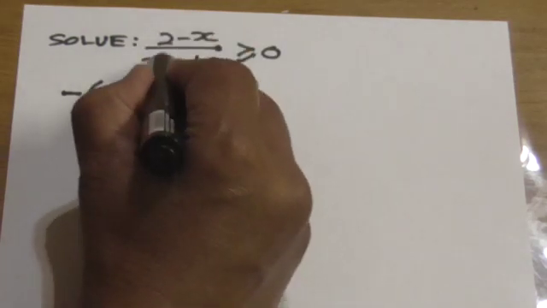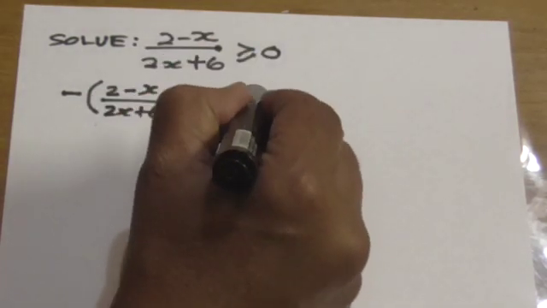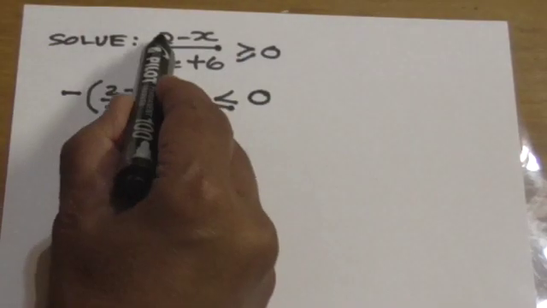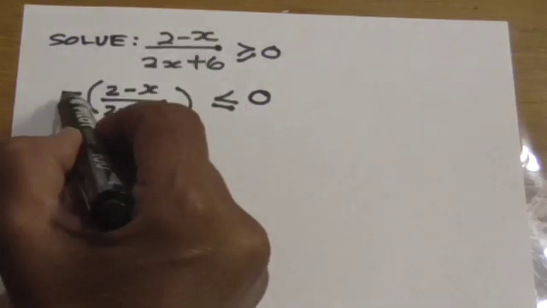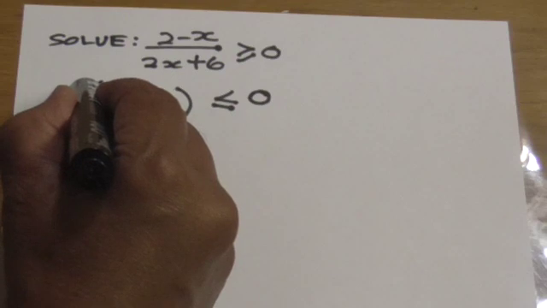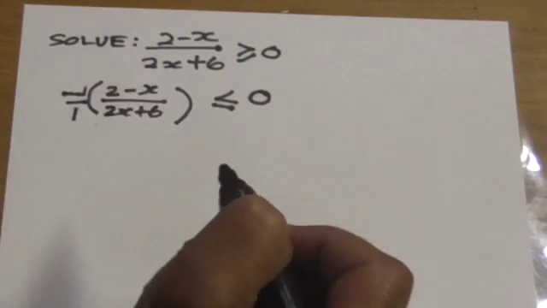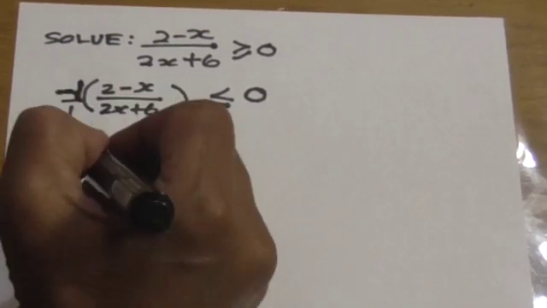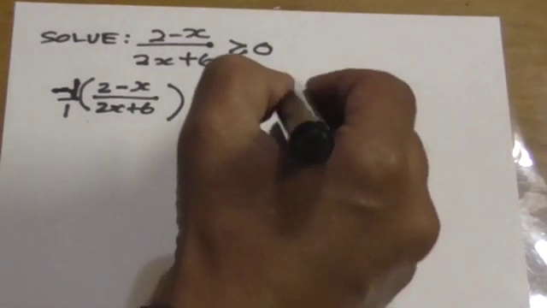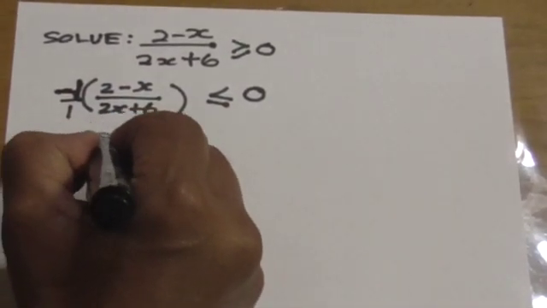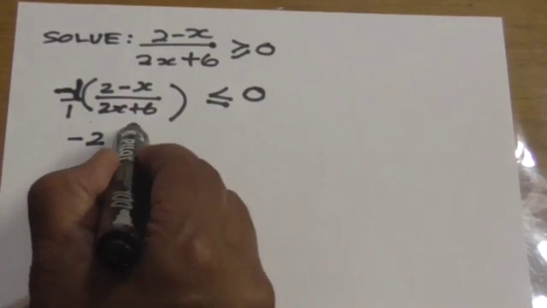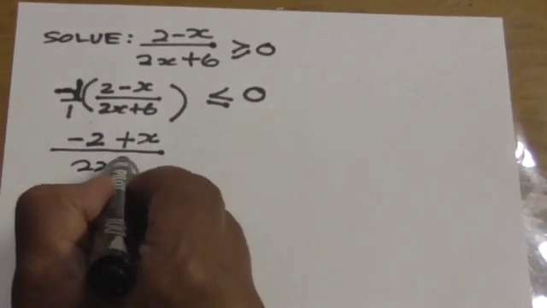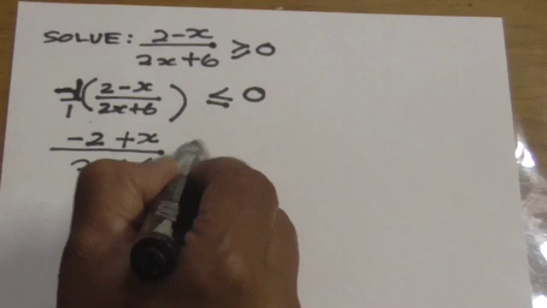If I multiply this side by -1, the verb will change. And -1 times 0 will still be 0. So watch. To make that positive, I have to multiply by -1. Now -1 really means -1 all over 1. Let's be clear about that. -1 means -1 over 1. So numerator times numerator, we will end up with -2 plus x all over 2x plus 6 is less than 0.